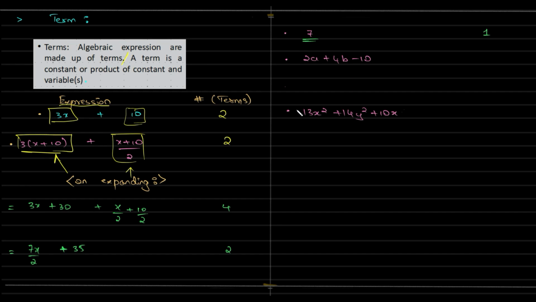Next example, 2a, 4b and negative 10. There are 3 terms. In the next example, 3x square, 4y square and 10x. Again there are 3 terms. So the first step in doing any kind of solution for any particular question is to understand and identify what the terms are, and then you can start with the solution. Without identifying the terms, you can't do anything.